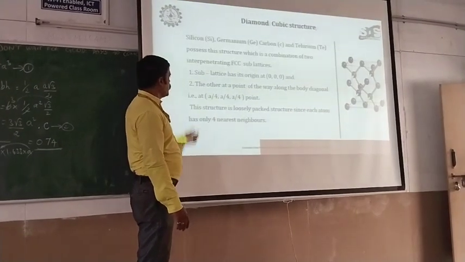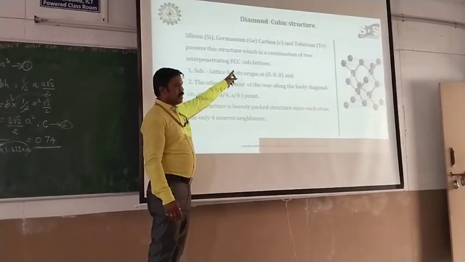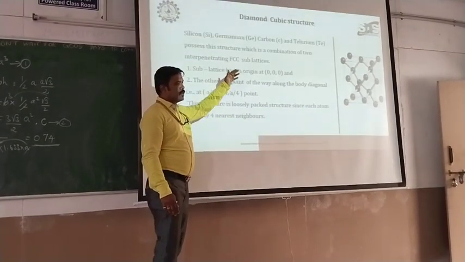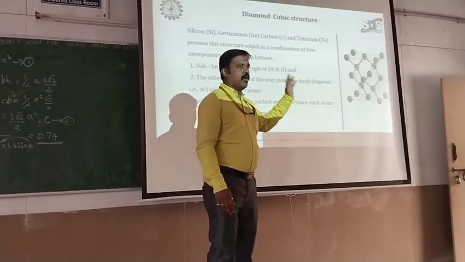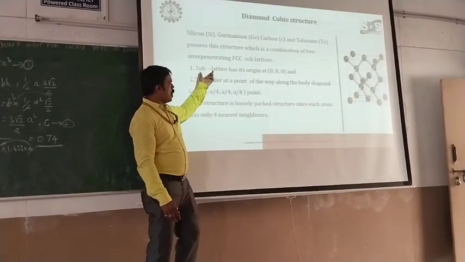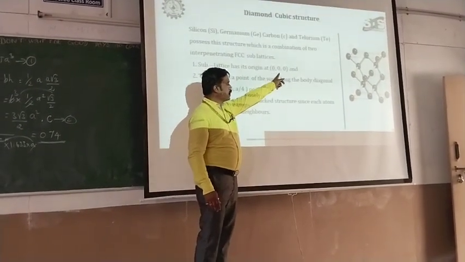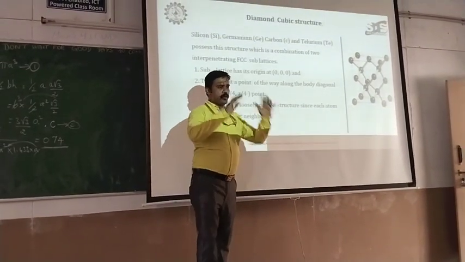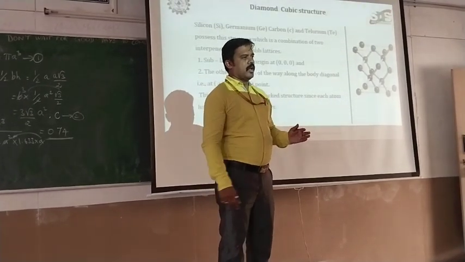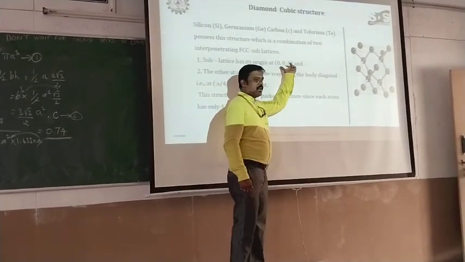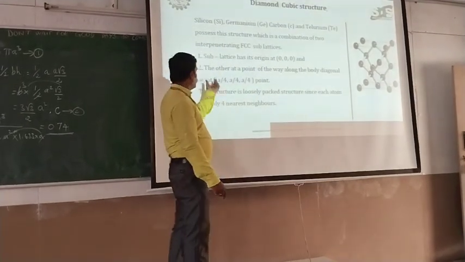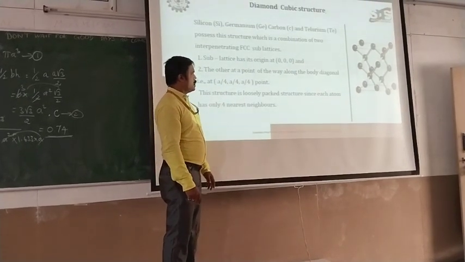Then a combination of two interpenetrating FCC sub-lattices. We discussed only the lattice, but now we discuss the sub-lattice. Right. So the sub-lattice origin starts from 0, 0, 0. In all the cubical structures, the lattice point starts from 0. I think you know that these are Miller indices. Miller indices. Right? The next one, the other point is along the body diagonal.